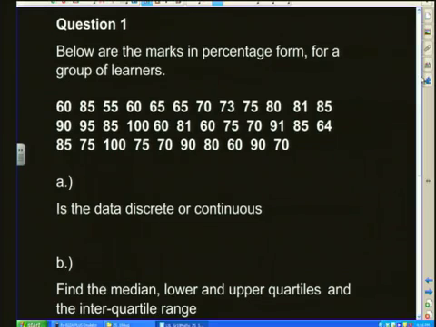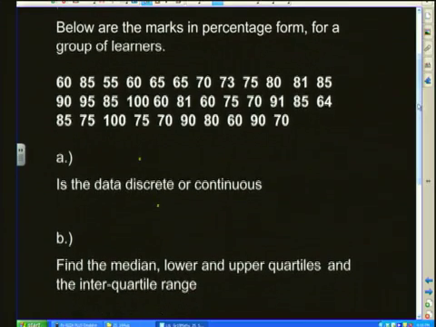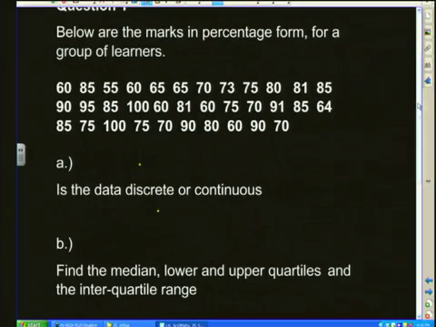You were given marks in percentage form for a group of learners. And the first thing you would need to do, before you look at the questions, is just look at the data yourself and decide, well, what kind of data is this? Is it grouped? Is it ungrouped? Is it discrete? Is it continuous? Start asking yourself questions about the data so that when you start looking at the actual questions they've asked you, you have an idea of where you can go with answering the question.